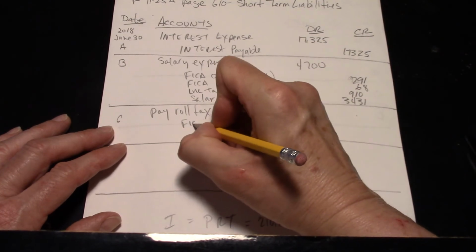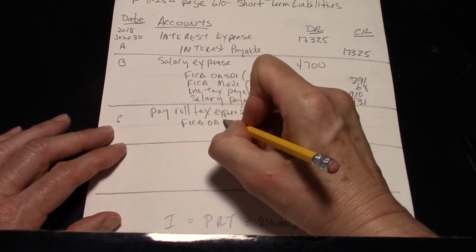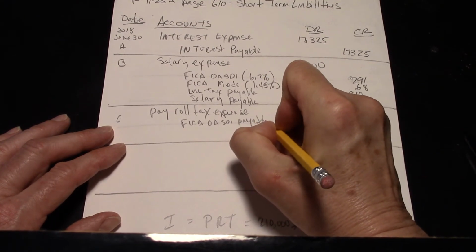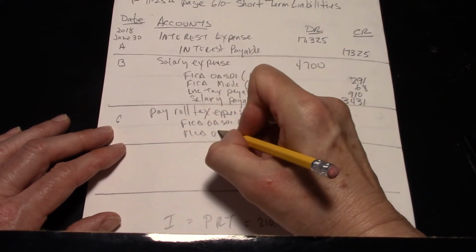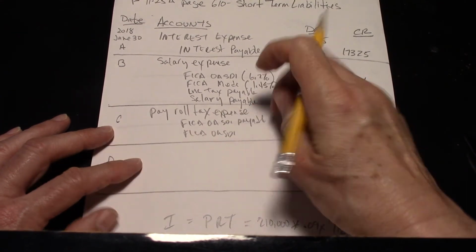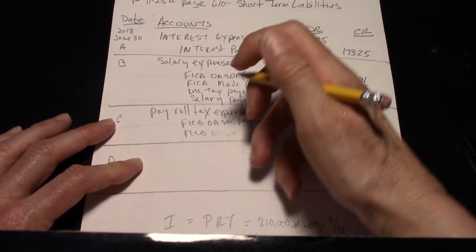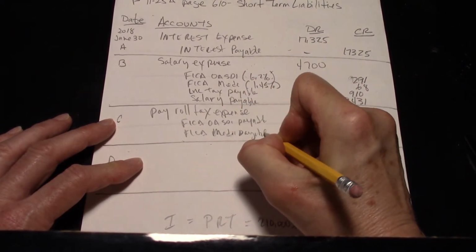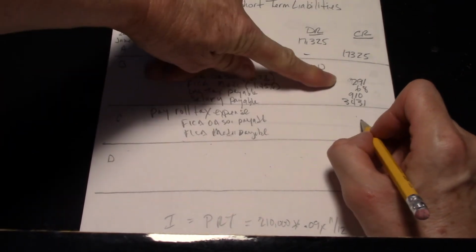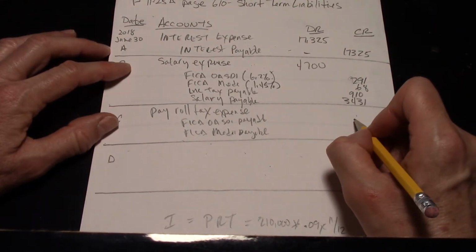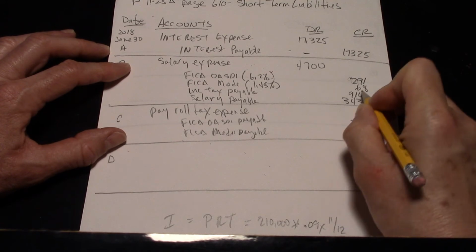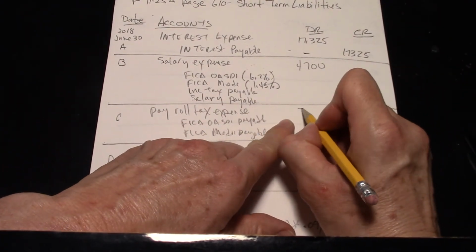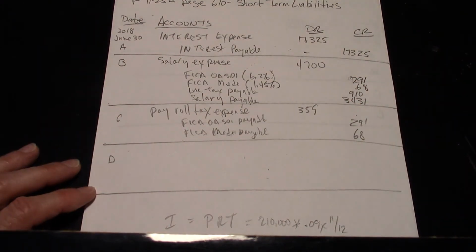And then we'll have FICA OASDI payable, and FICA Medicare payable. They're the same amount as here. So this is 291, and this is 68. You add the 68 and 291, and that means our payroll tax expense is 359.